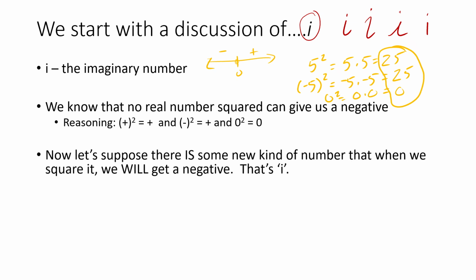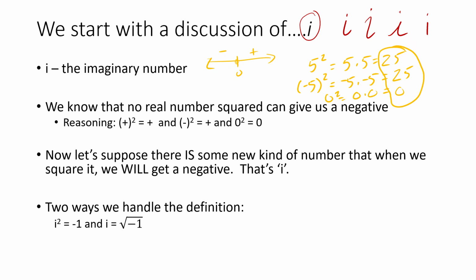Now let's suppose there is some kind of new number that when we square it, we will get a negative. That's what i is, okay? And we needed a symbol for this hypothetical new number that when we square that number, we actually do get a negative number. And it can't be anything on the number line because it would violate the rules we know about multiplying numbers. So it's got to be some other number that we don't see on that number line.